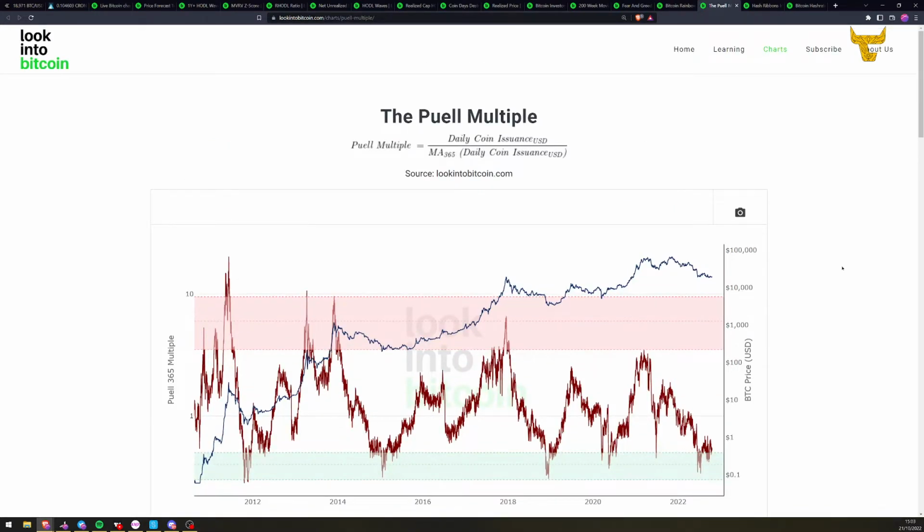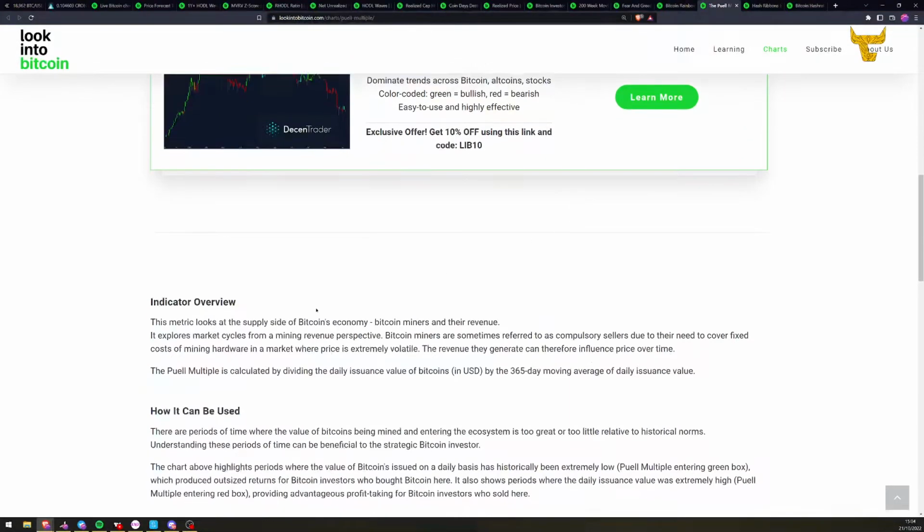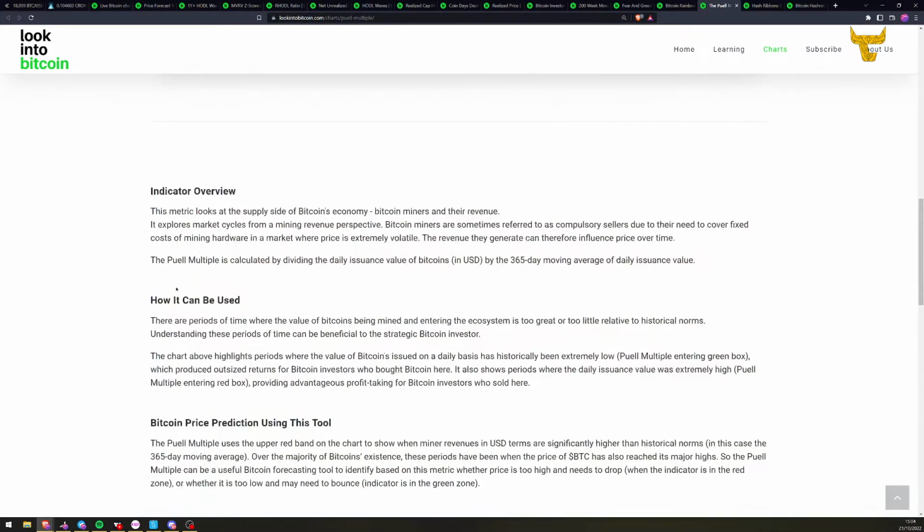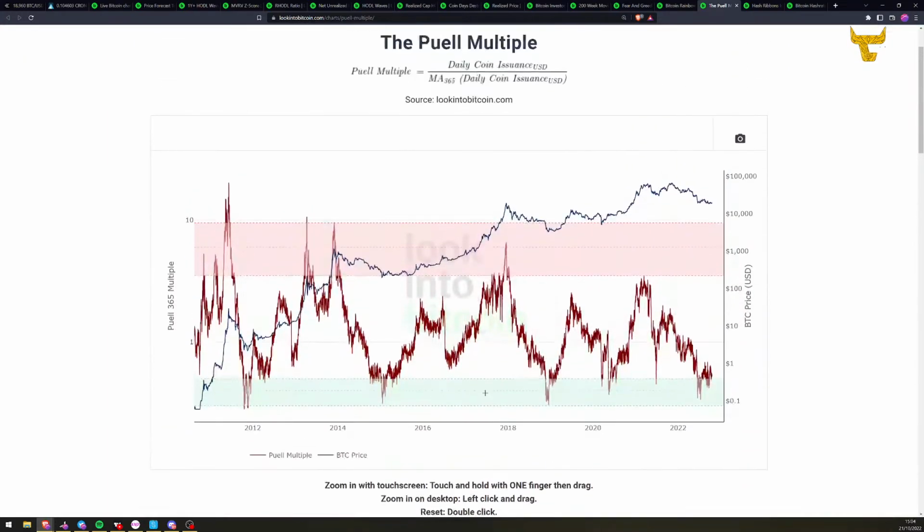Puell multiple. Okay, so that's looking at the value of the newly minted Bitcoin against a yearly average. So in territory, it's supposed to highlight the value for miners. Are they mining for profit or not so much?